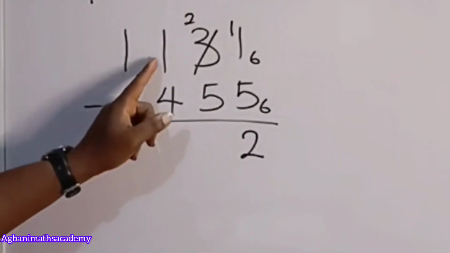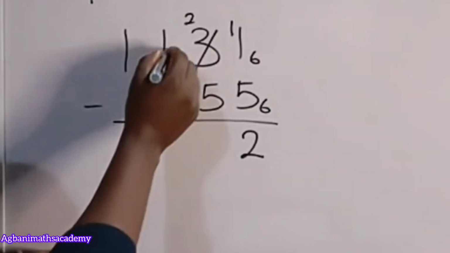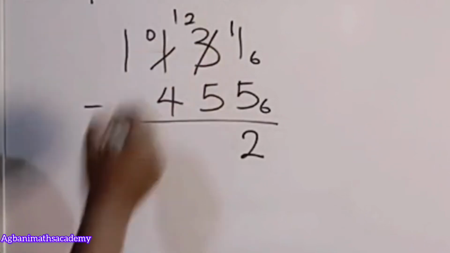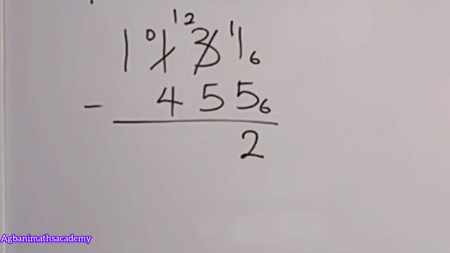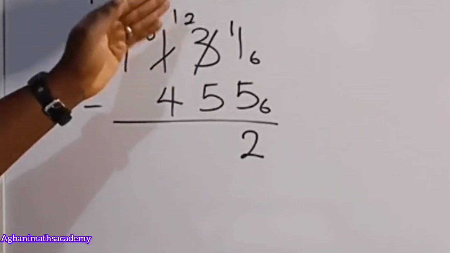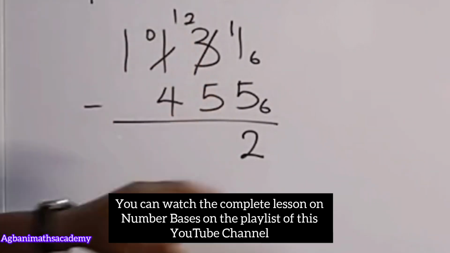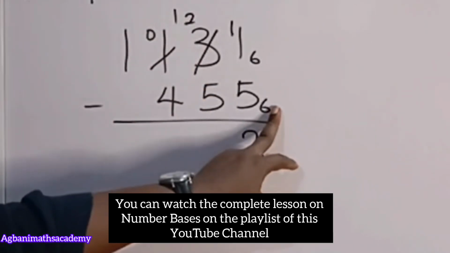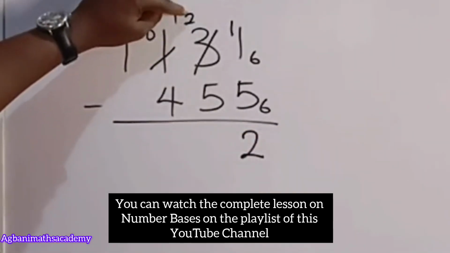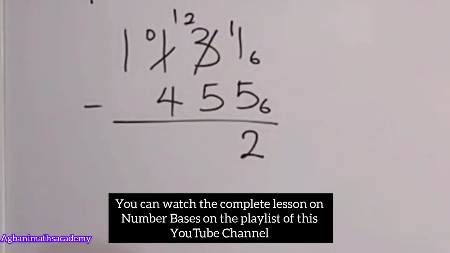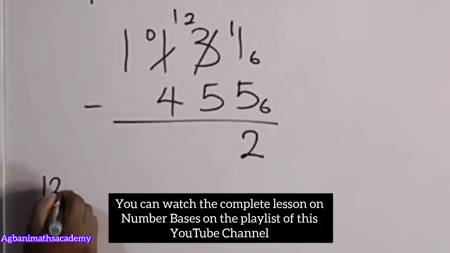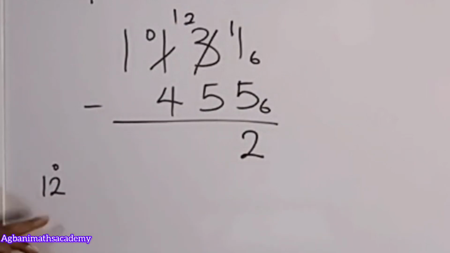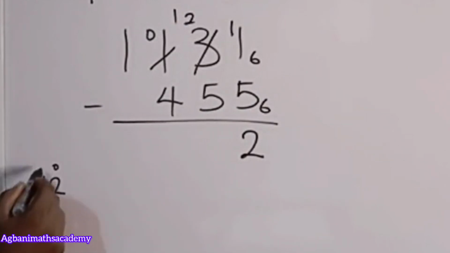So we have to take out 1 from this. Now we have 12 minus 5. But we cannot use 12, because 12 minus 5 is going to give you 7, and base 6 cannot have 7. So we have to convert this 12 to the incorrect form. Above 2 we have 0, above 1 we have 1.